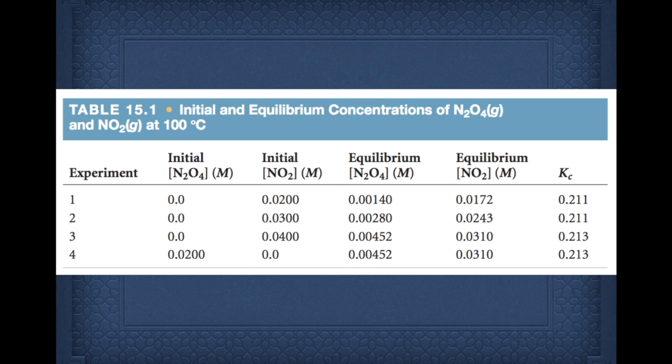And so what this demonstrates to you is that no matter how much reactant or how much product you start with, once these reactions reach equilibrium, and you can actually calculate their equilibrium constant, at the same temperature, the equilibrium constant will stay the same. If you change temperature, then the equilibrium constant will change, but otherwise it will stay constant.